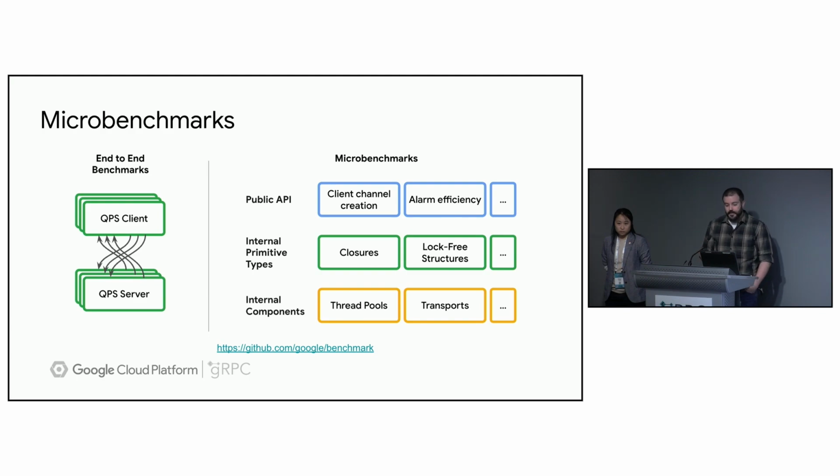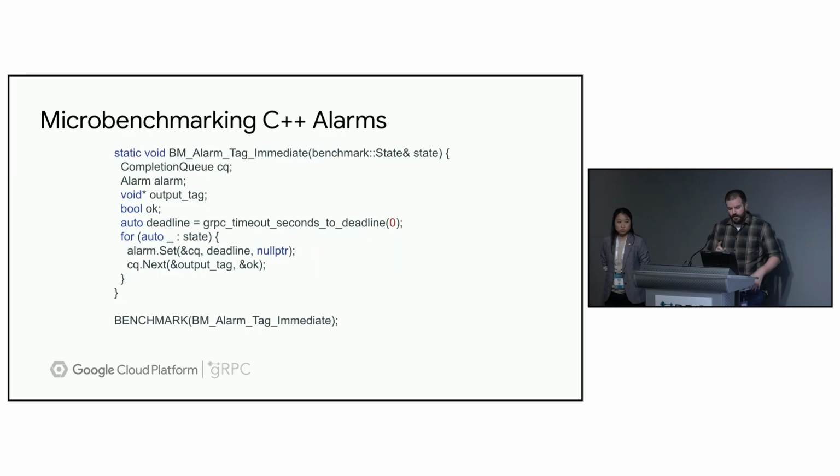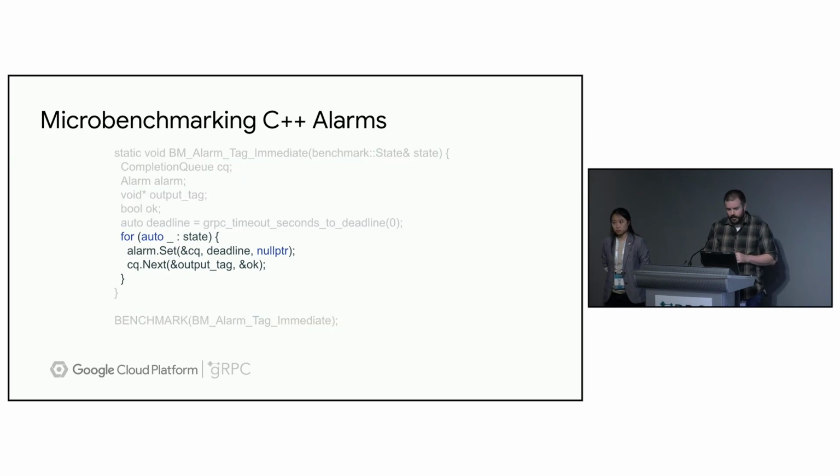Looking at performance at this smaller scale allows us to home in on hotspots, and we use microbenchmarks across the stack. What's shown here is just a sampling of the things we look at. There are over 100 microbenchmarks in the C++ core library, and many more in other implementations. This is one of our actual benchmarks, written using Google's open source benchmark framework, aptly named Benchmark. This code measures how quickly C++ alarms can fire. Let me walk you through this example quickly.